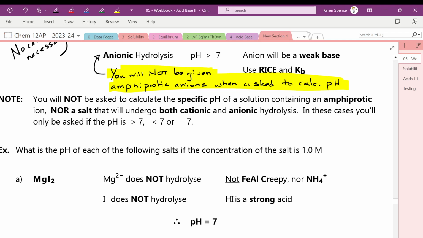What is the pH of the following salts if the concentration is 1 molar? MgI2. This one's easy. Mg does not hydrolyze. I does not hydrolyze because HI is a strong acid. Therefore, the pH is 7. Did you need to do a calculation? No.